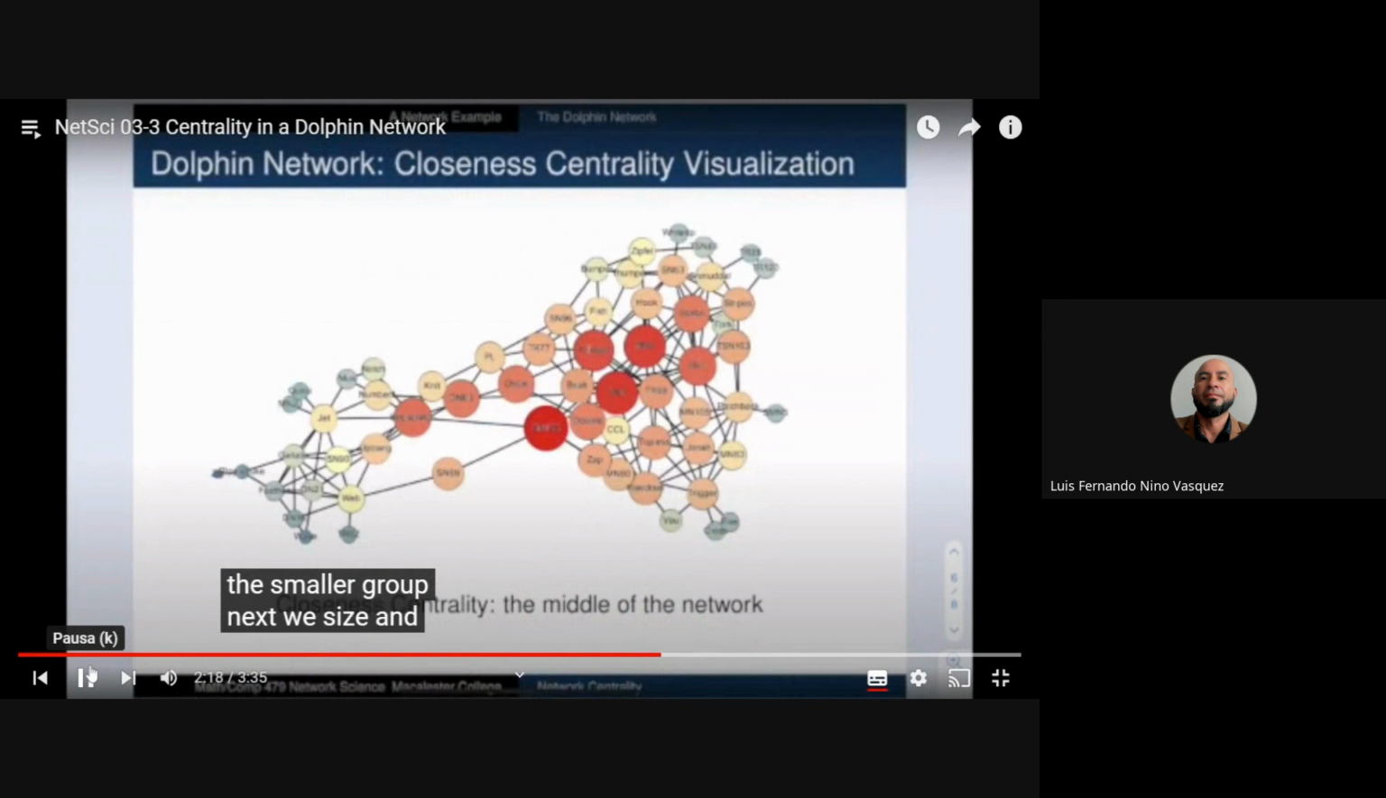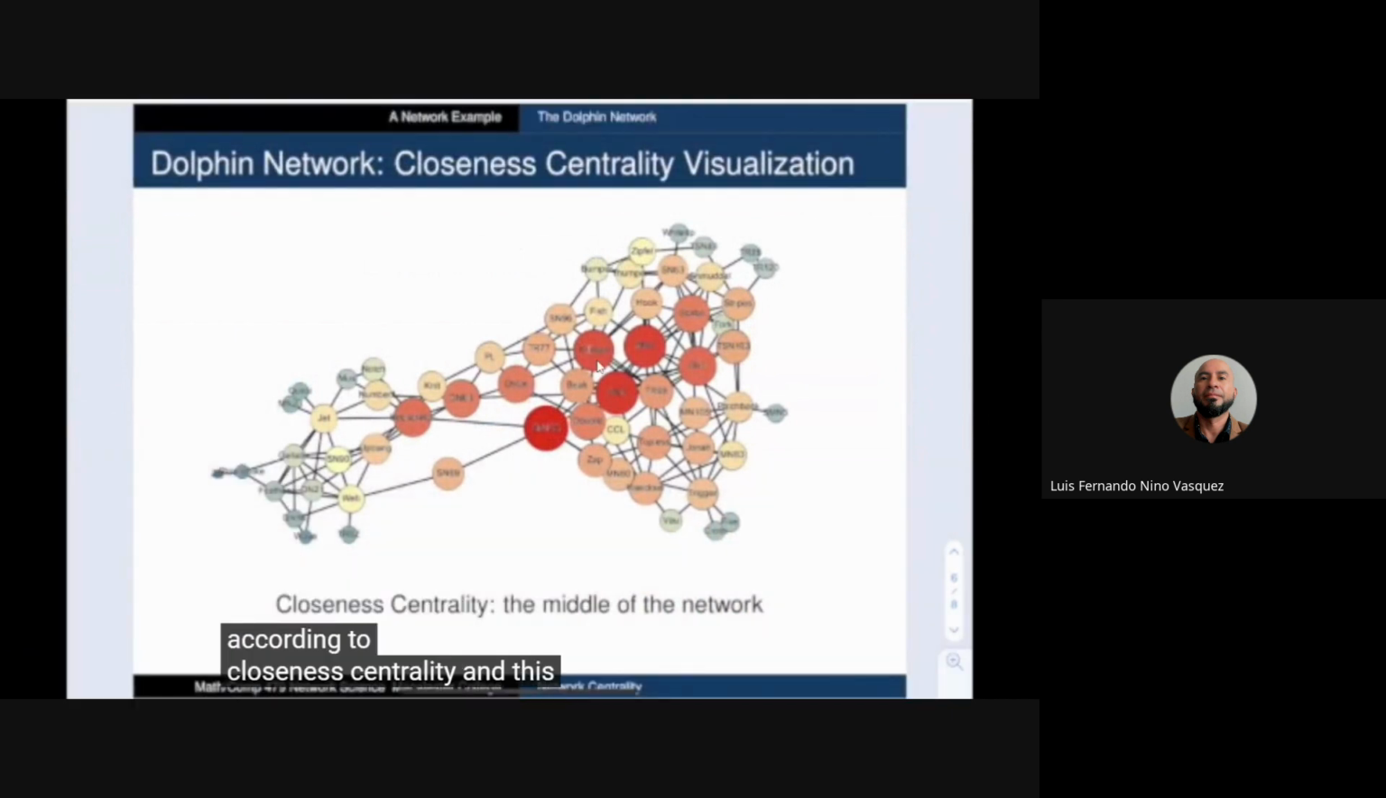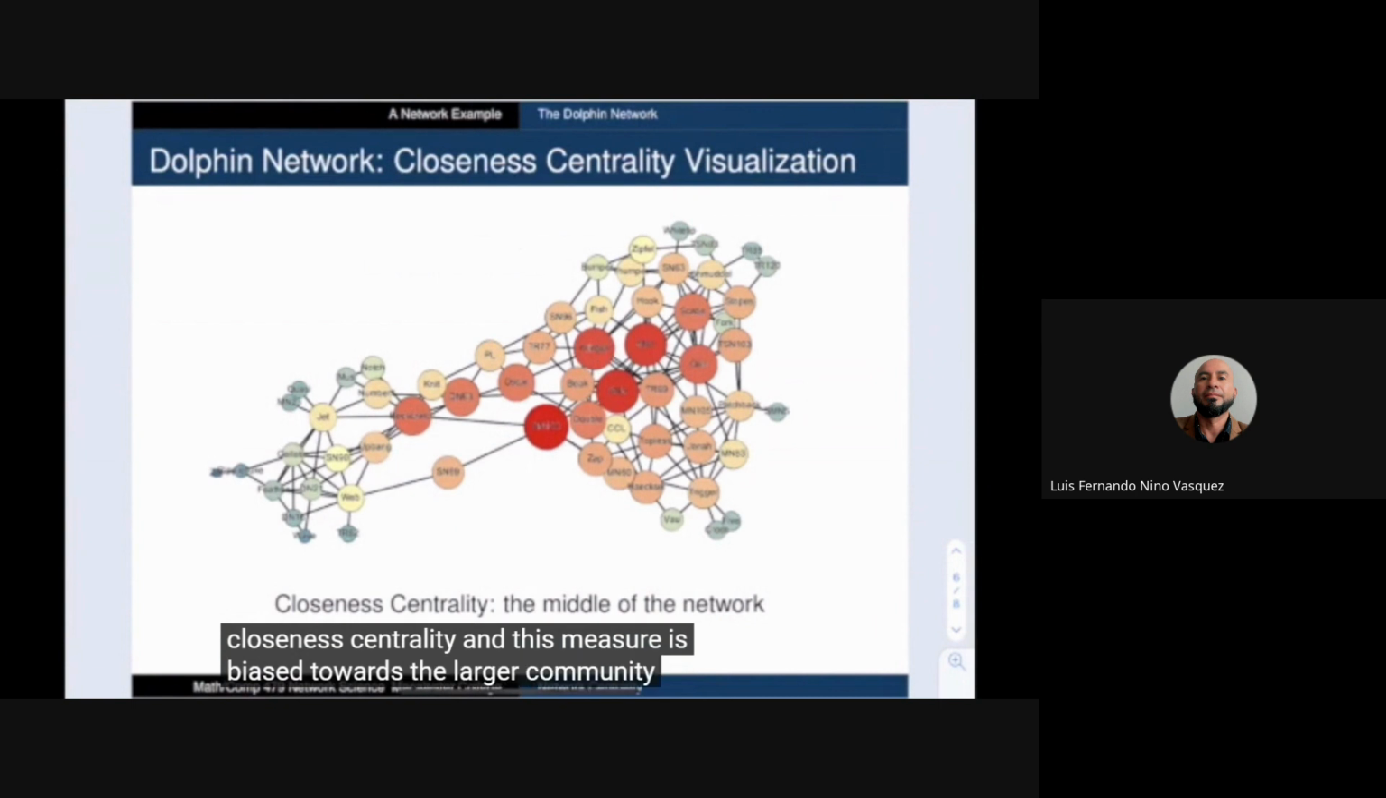Next, we size and color the vertices according to closeness centrality. And this measure is biased towards the larger community as well. And of course, this makes sense since that's where most of the dolphins are found. But we also see something interesting. This dolphin, SN100, has the highest closeness centrality, even though they do not have high degree.